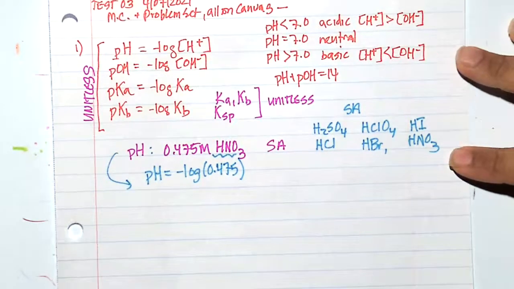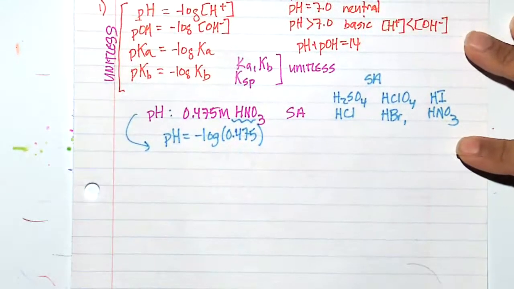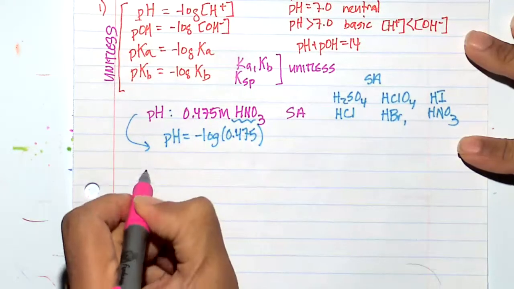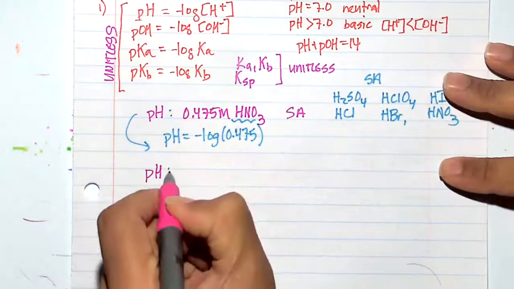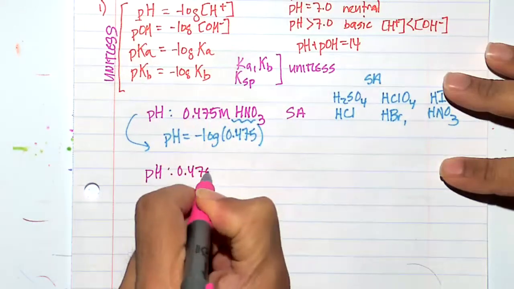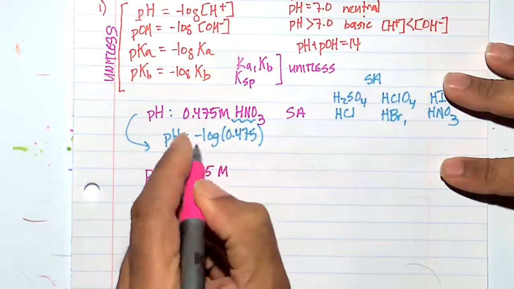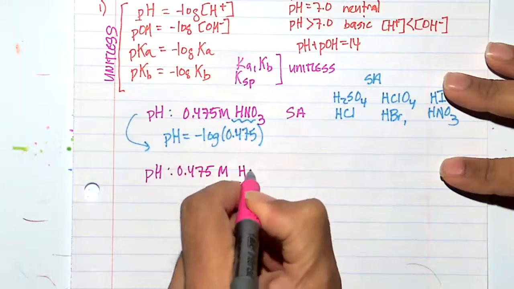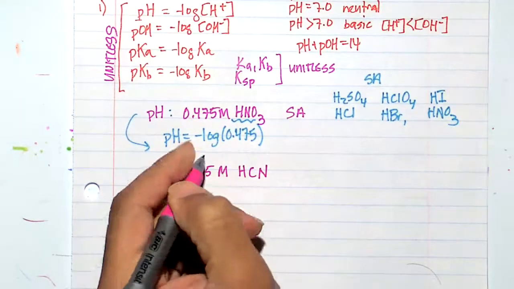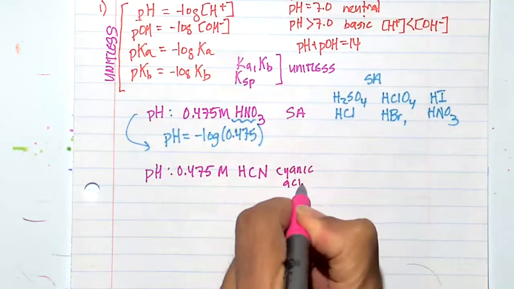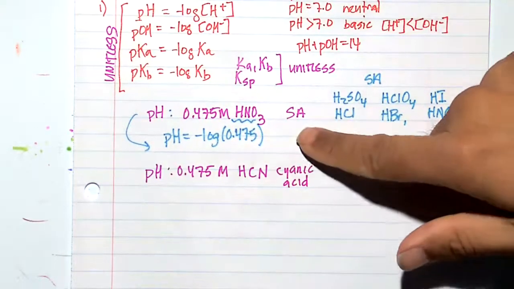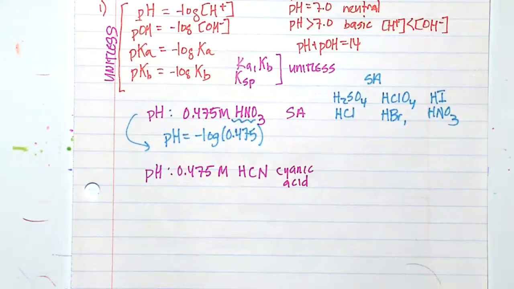Now, if I say what is the pH not of a 0.475 molar solution of HNO3, but if I say what is the pH of a 0.475 molar solution of something like HCN, which is called cyanic acid, you cannot plug it straight in. Okay, why you cannot plug it straight in? You cannot plug it straight in because it's a weak acid.